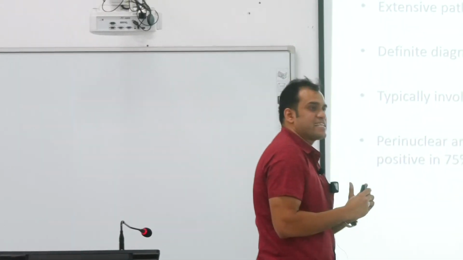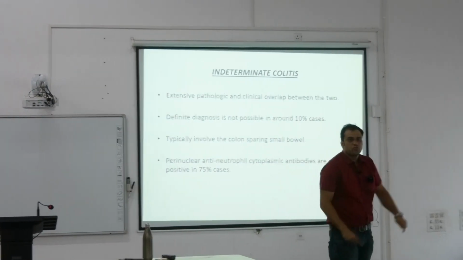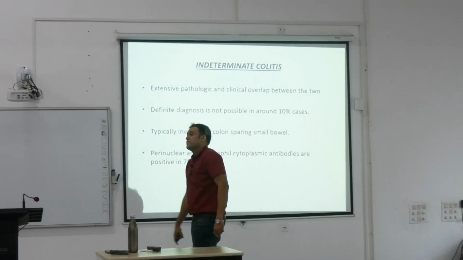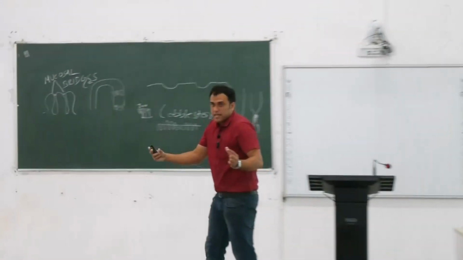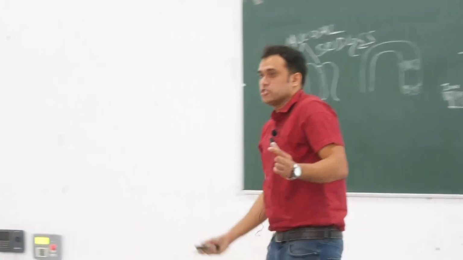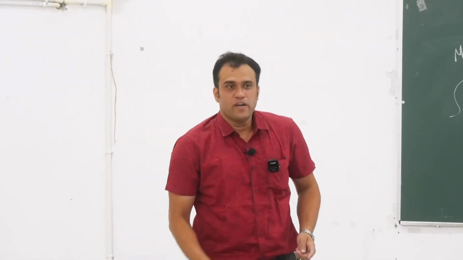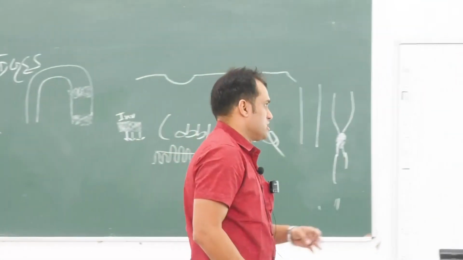Okay, so indeterminate colitis is nothing but when microscopic and clinical features of the two diseases overlap, sometimes it becomes very difficult for us to straight away come to a diagnosis whether it is ulcerative colitis or Crohn's disease. The microscopic feature is that of Crohn's disease, whereas the gross findings are that of ulcerative colitis. Okay, that's why we need certain ancillary tests to come to a diagnosis.